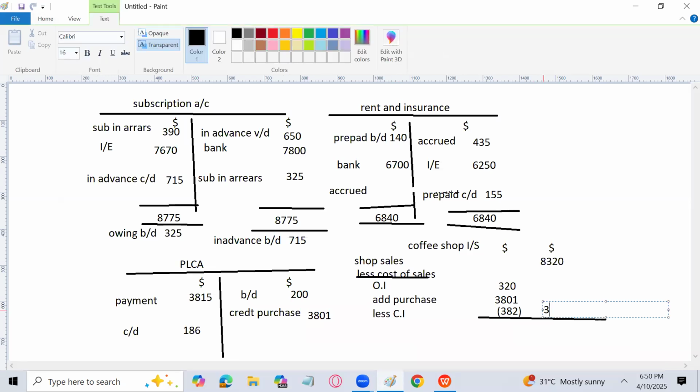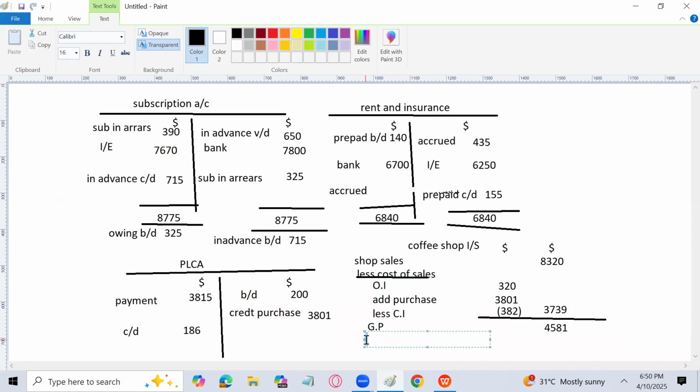3739 is going to be the cost of sales. And Rahim, we'll subtract cost of sales from sales, we will get gross profit. So sales minus 8320 minus 3739, 4581 is the gross profit.